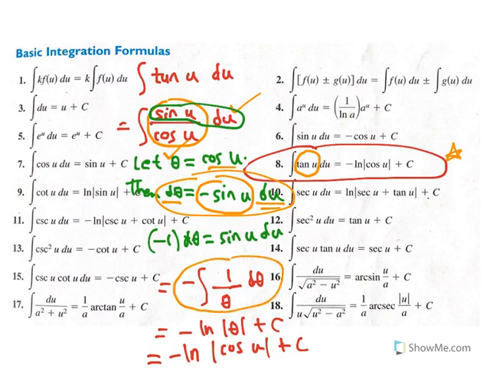This allows us to change variables, and of course the antiderivative of 1 over theta with respect to theta is natural log of the absolute value of theta. And then you just replace theta with cosine of u to get this particular integration rule. So if you see the indefinite integral of tangent u du, you know what the antiderivative is.